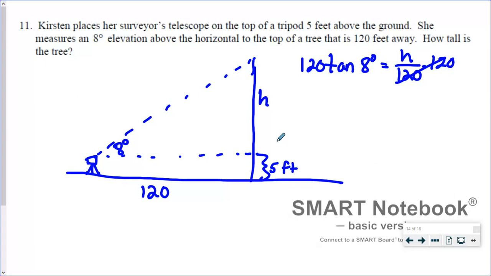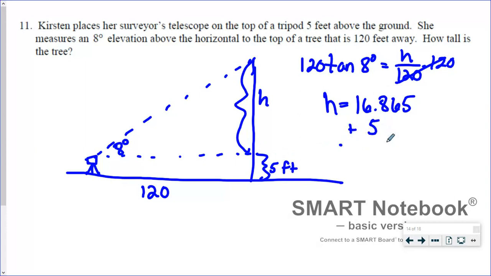Okay, so 16.865. So h equals 16.865. Now we have to be very careful. This is only telling us this piece, because we were looking at this triangle with these dotted lines. So it's not counting this 5 feet here. So we really do have to be careful to add that 5 feet. So the tree is actually 21.865 feet. So do be careful there.